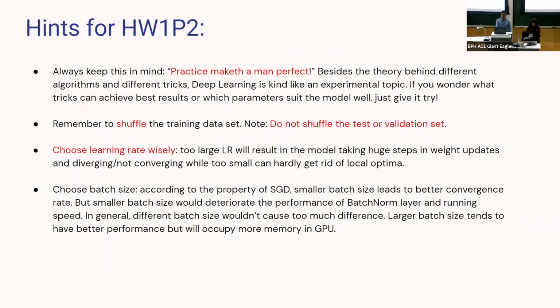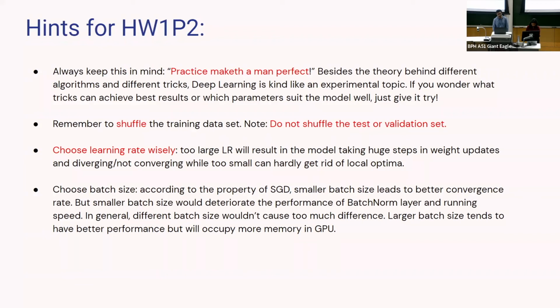So besides obviously using all of these tricks, deep learning is empirical and experimental. So you have to be willing to explore different architectures and not dismiss anything that might seem wild, because you never know, it might work. So that's why you have to spend a lot of time doing ablation studies. Remember to shuffle the training data set, but do not shuffle the test or validation set. You have to choose the learning rate wisely, like we discussed before.